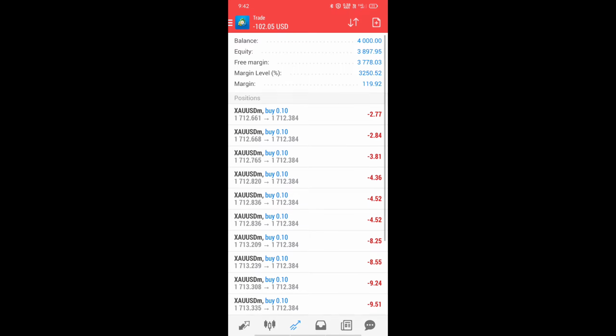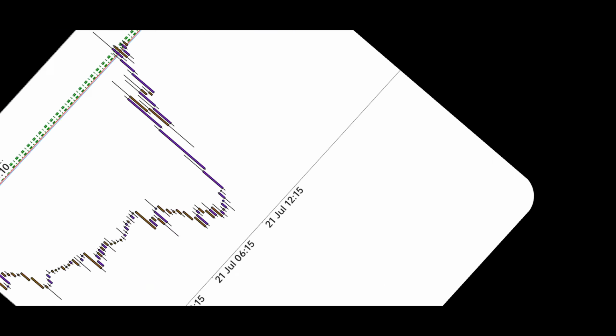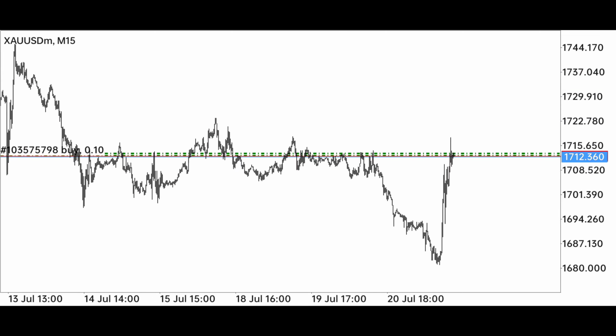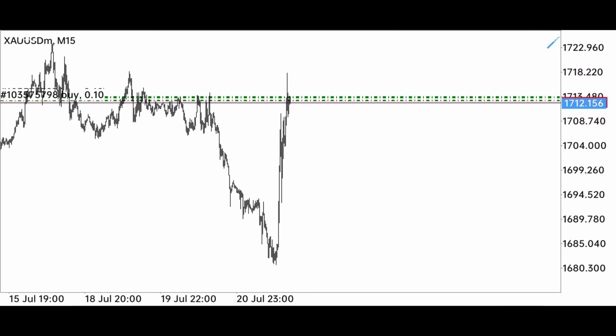Our trade is running in negative, which is not a good thing. Our $100 is in minus. Let me explain to you why I placed a buy trade. If we see, the market was falling down for the last few days. That's when we got the buy opportunity here.